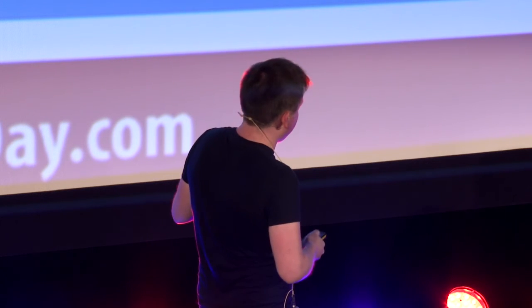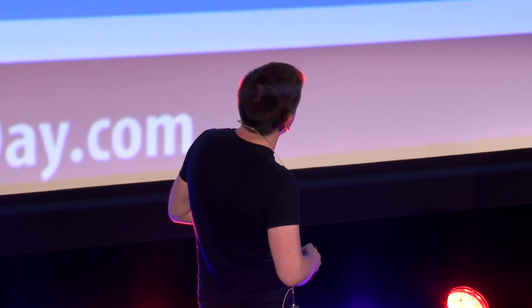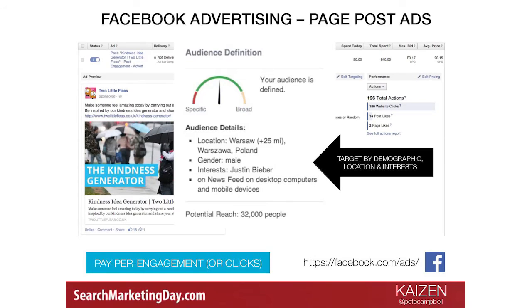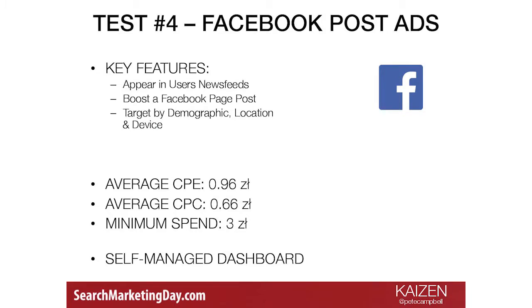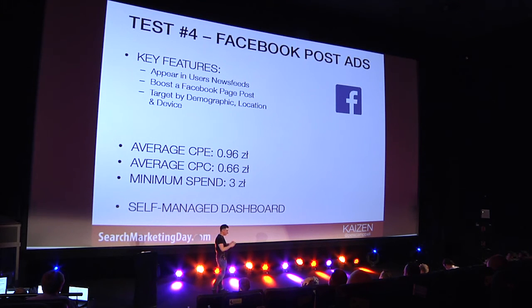And to put the case in point, I had a look to basically see how many men in Warsaw over the age of 18 have liked the Justin Bieber Facebook page. And apparently it's 33,000 people. So Facebook, you pay on a pay per engagement basis, which is basically every time someone either clicks, shares, likes, or comments on your ad, you pay, basically. And it has a really low minimum spend. So you've only got to do a minimum spend of 3 zloty, and it can be completely managed online.